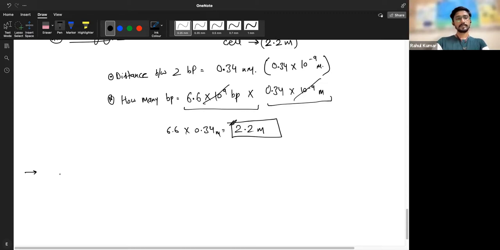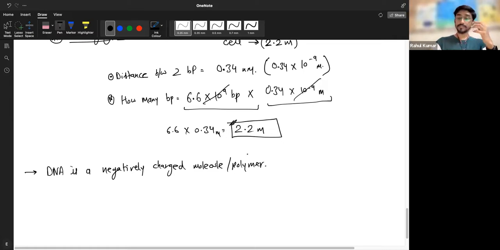You know, DNA is negatively charged, everyone. DNA is a negatively charged molecule because of the phosphate group. It's a negatively charged polymer. So if it is a negatively charged polymer, then what should be the nature of the protein on which it has to be bound tightly? Positive, right? So histone proteins are positively charged.